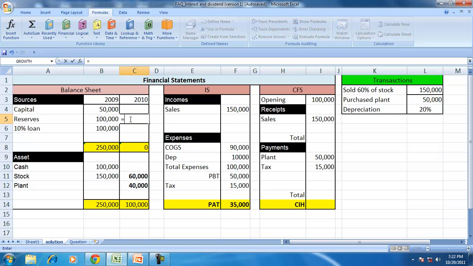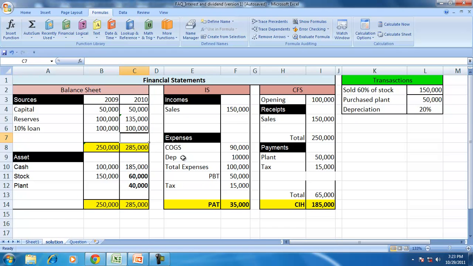If no information is given, the entire profit will be added to the reserves, and the cash in hand will be the inflow plus the opening cash. The cash outflows are the plant purchase and the tax. So 65,000 is a cash outflow. As a result, the cash in hand is 250,000 minus 65,000, and that is the asset 285. No change in the capital, no change in the loan, so the balance sheet tallies.